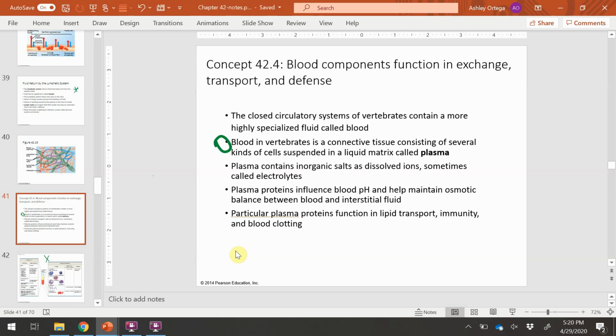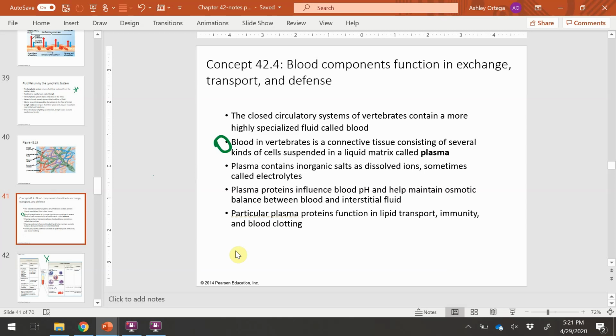So looking at the closed circulatory systems of vertebrates, they have a highly specialized fluid called blood. Blood in vertebrates is a connective tissue. It consists of several kinds of cells. These cells are suspended in a liquid matrix called plasma.